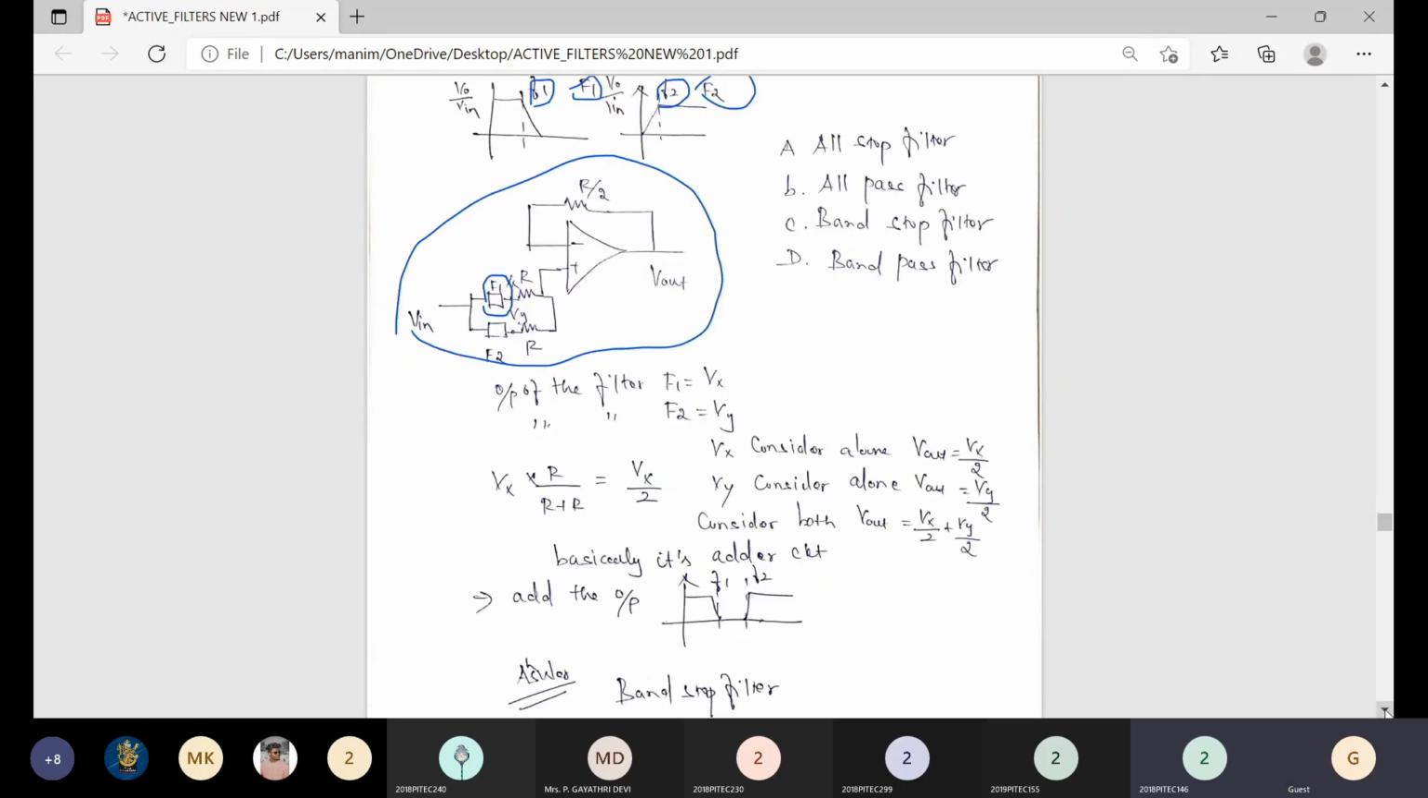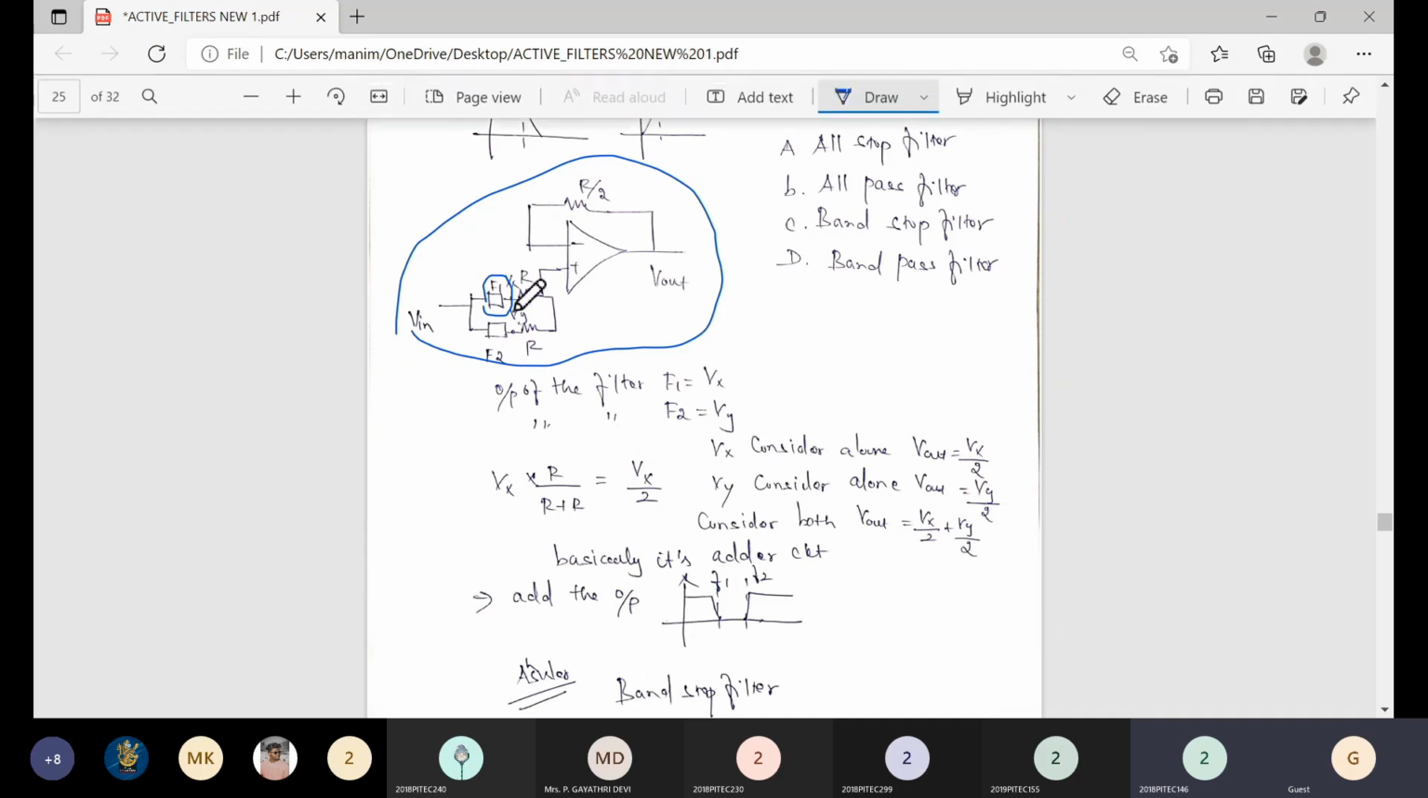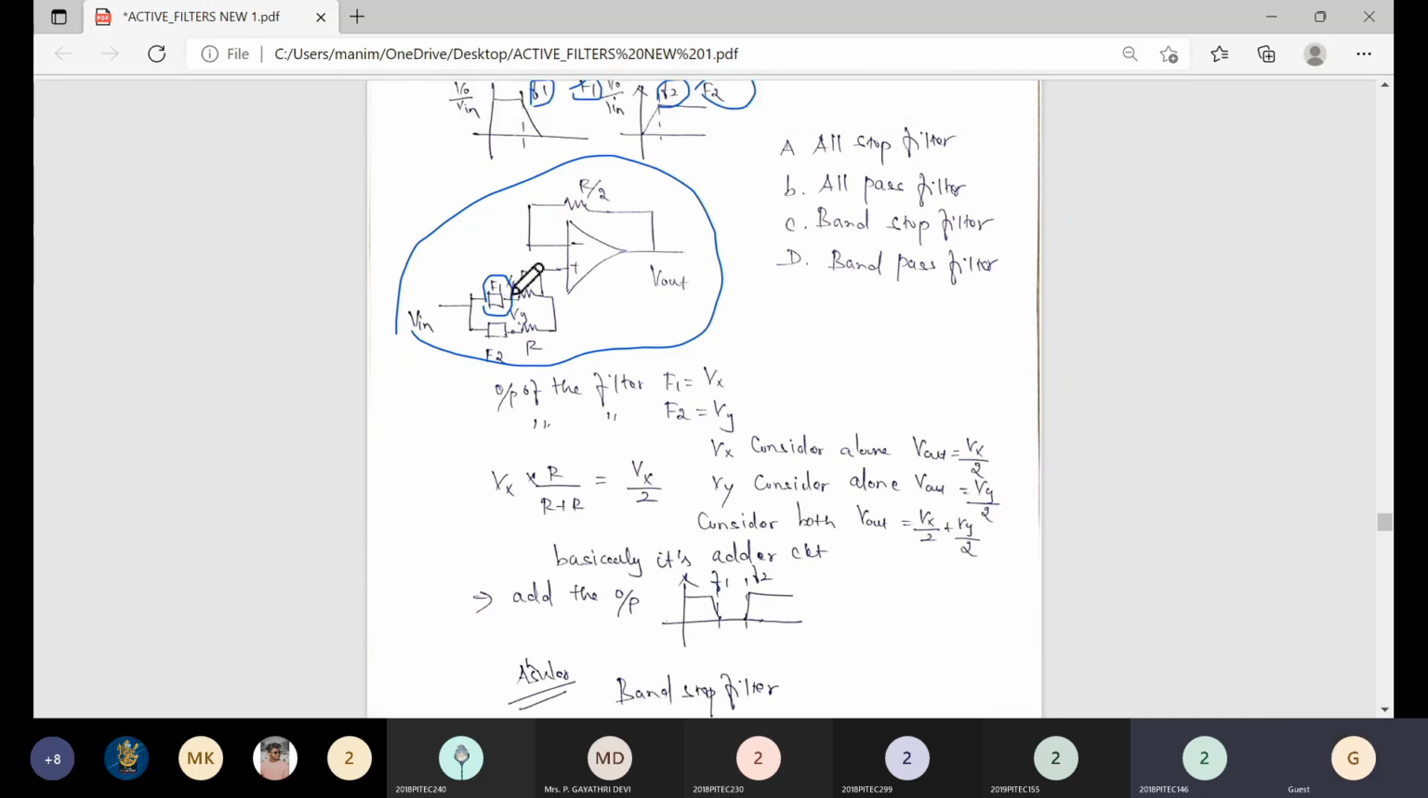So here we apply the superposition principle. First we have to find which circuit this acts as. First we consider only Vx, and we ground Vy. One voltage source is acting alone. So what is the output voltage? The output voltage should be Vx by 2.